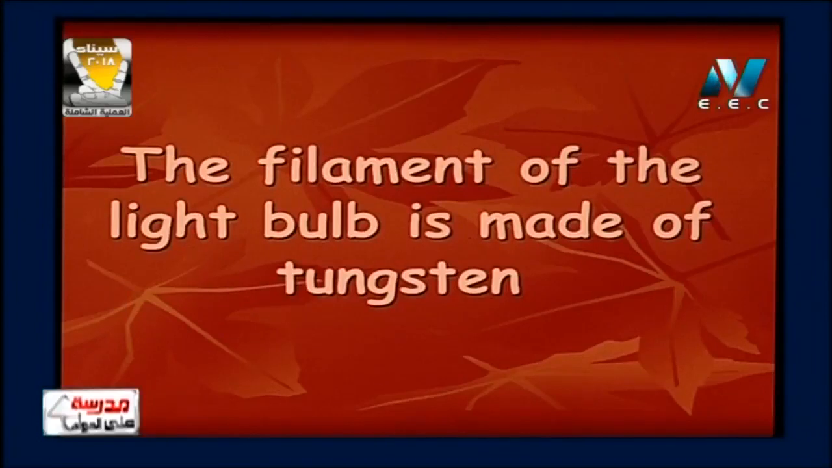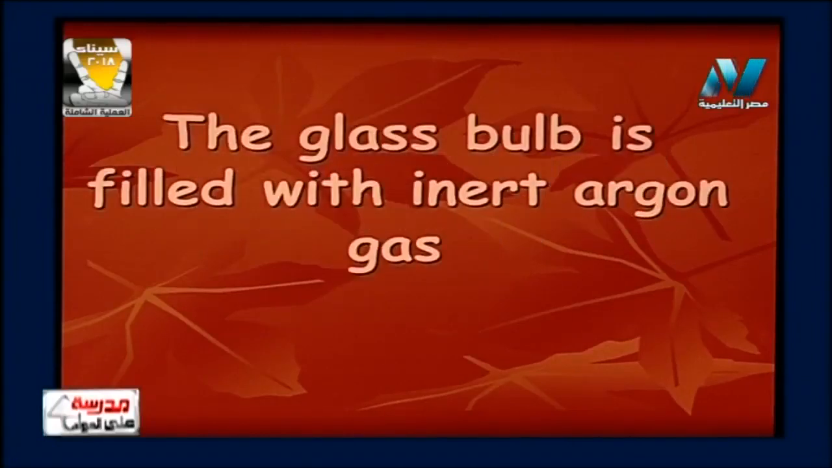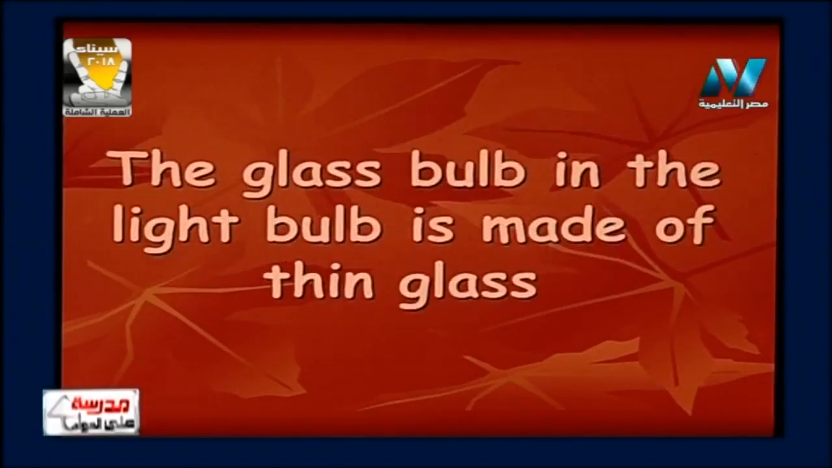Another question: the filament is made up of tungsten because tungsten has a high melting point. The glass bulb is filled with inert argon gas. ليه الجلاس bulb بنلاقيها دايما بالinert argon gas because inert gas prevents burning لأنه بيمنع الاشتعال of the filament, and full stop after that. ممكن اكتفي لغايه هنا كده. ممكن اعمل full stop عند كلمه filament. لو عايز تزود تقول لي increase the lifetime of the lamp. Okay, it's better. Another question.